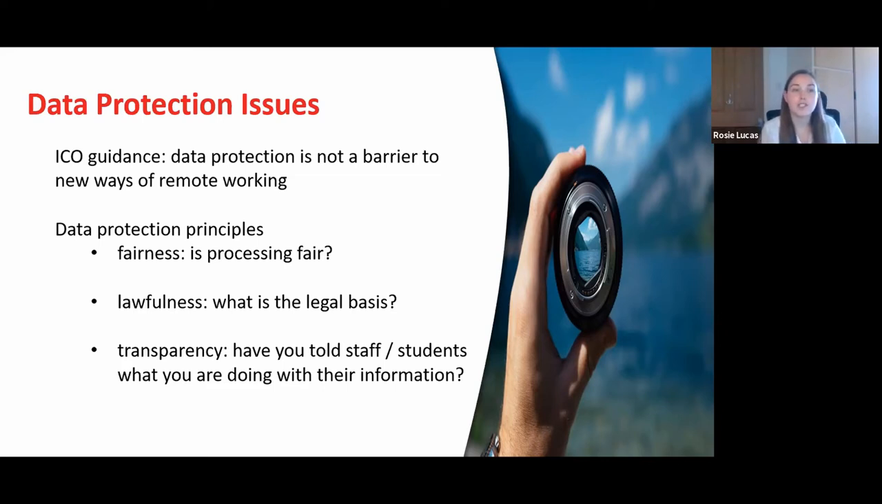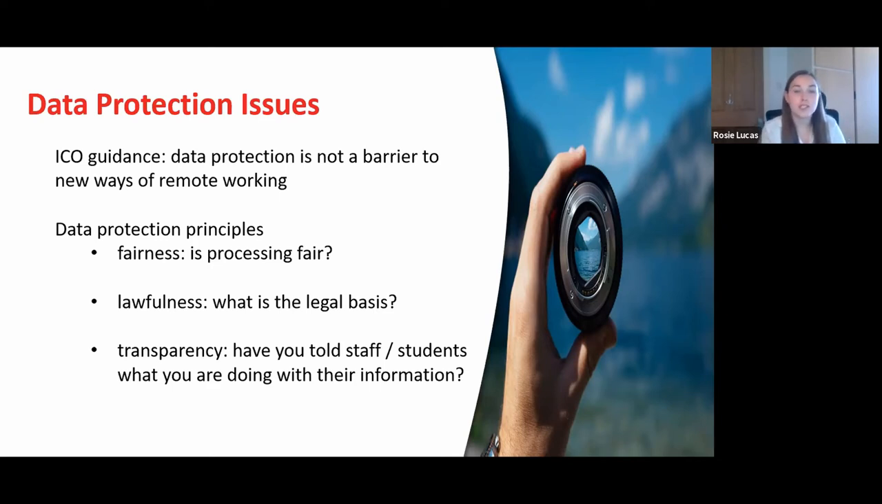to ensure that you are processing personal information fairly, lawfully, and transparently. So, looking at fairness, you'll need to consider whether processing staff or student personal data in this way is fair. You'll need to take into account what staff, and in some cases students, would reasonably expect in relation to the use of their personal information in this way, and the reasons that information is being used for this purpose, and also any potential detriment to the individuals involved.